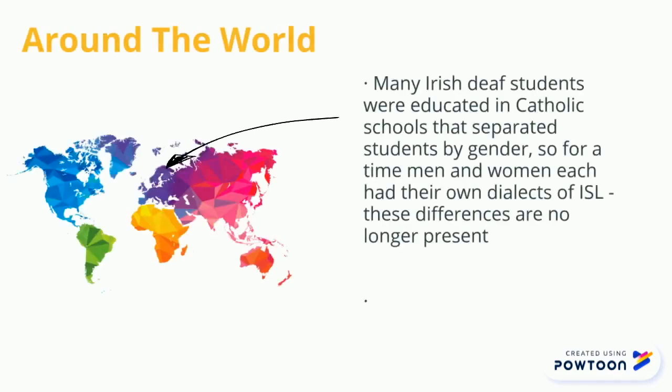In Ireland, many of the deaf students were educated in private Catholic schools which separated students by gender, so for a long time, men and women in Ireland each had their own different dialects of Irish Sign Language.